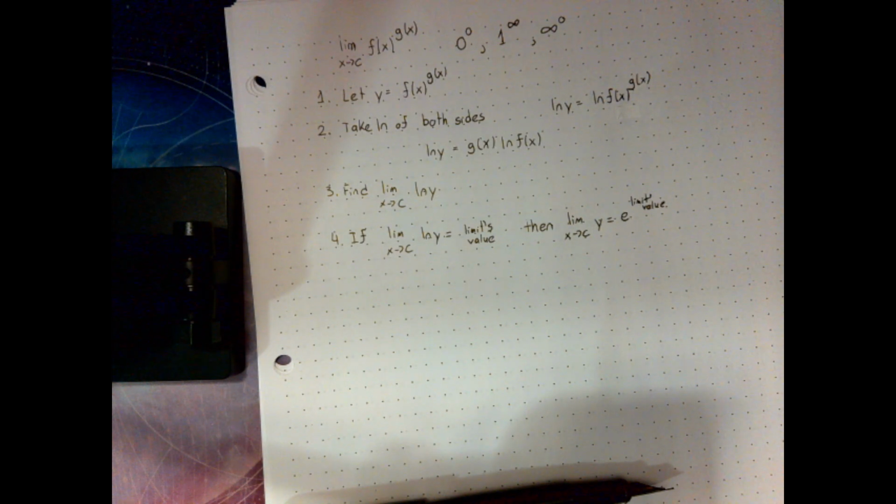Good morning, everyone. So like I posted on the Brightspace, I'm going to go through a few things today. First is going to be a video just revisiting this example from yesterday: evaluating the limit as x approaches a constant of a power where my base and my exponent are both functions that yields an indeterminate form.